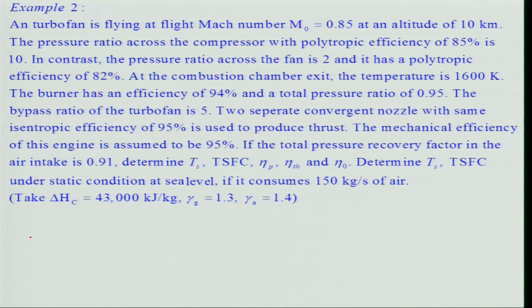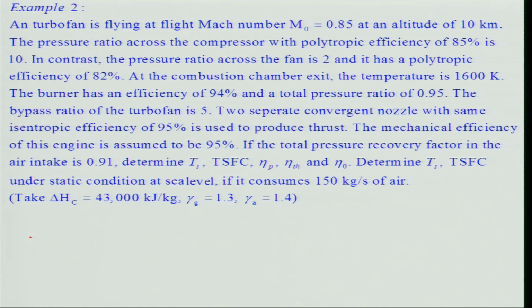A turbofan engine is flying at a flight Mach number of 0.85 at an altitude of 10 kilometer. The pressure ratio across the compressor, with the polytropic efficiency of 85%, is 10, that means the pressure ratio across the compressor is 10, but the total pressure ratio will depend on the fan pressure. In this case the pressure ratio across the fan is 2. So, the total pressure ratio due to the compression will be 20 in this example, that you keep in mind, and this fan has a polytropic efficiency of 82%.